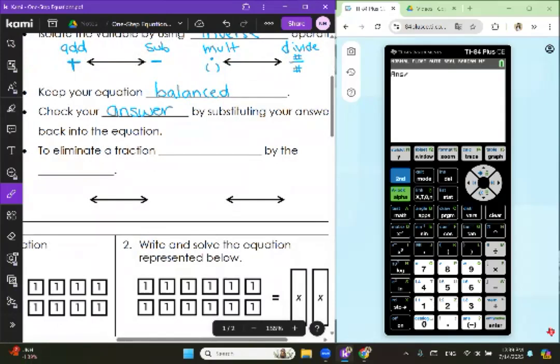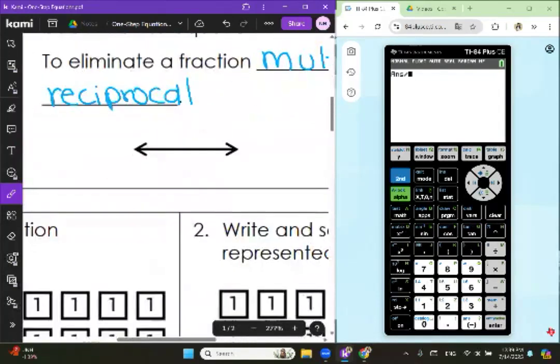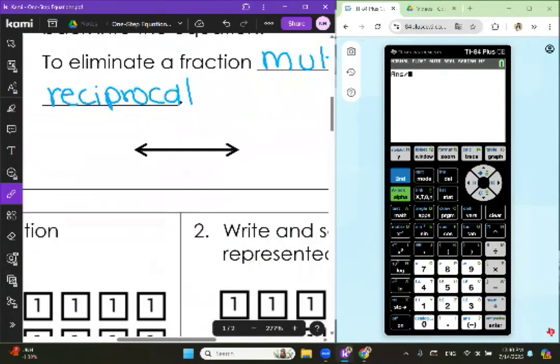Okay. Now, fractions are one thing that I see we don't get enough practice with, but to eliminate any fraction, we multiply by what we call the reciprocal. Now, you should have been exposed to this vocabulary word, reciprocal, but just in case you haven't, let's say, for example, I have the fraction 2/3. The reciprocal of 2/3 would be to take that fraction and flip it upside down, 3/2.